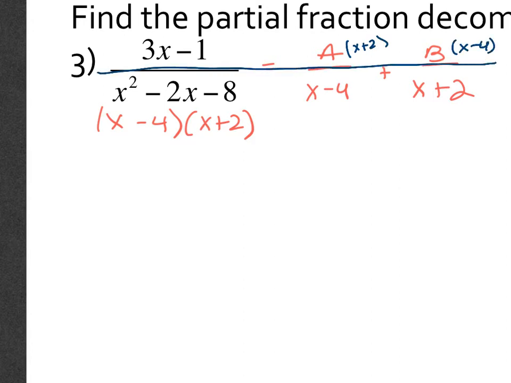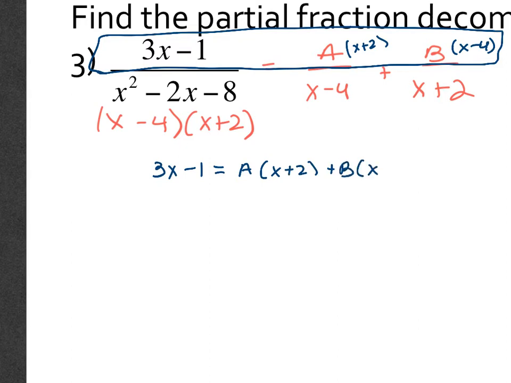And then I'm going to ignore the denominator and set all the numerators equal to each other. 3x minus 1 equals A times x plus 2 plus B times x minus 4. And then we need to, one at a time, cancel out the A and the B. So you can either say, what's it going to take to cancel this out, which is x equals negative 2. What's it going to take to cancel this out, which is x equals 4. Or I can go back up to my original denominators and set them all equal to 0 to figure out what those points would be.